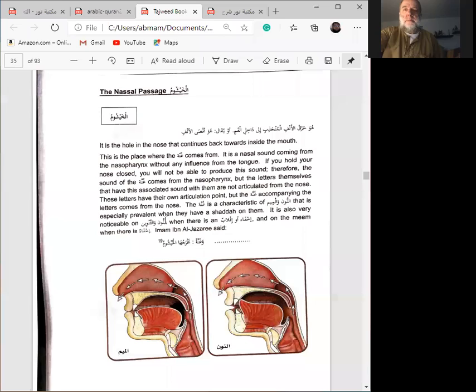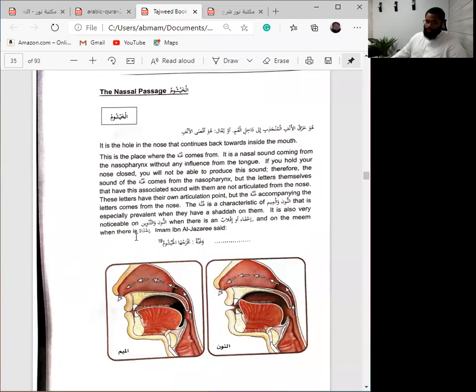That is especially prevalent when they have a shadda on them. It's also very noticeable on an-noon with tanween, when there is an ikhfa or iqlab, or idgham as well. And the meme when there is ikhfa as well. Imam al-Ghazali said, وَغُنَّةٌ مَخْرَجُهَا الْخَيْشُمُ. That the ghunnah, its articulation point, is from the nasal passage. And I think that's pretty clear.